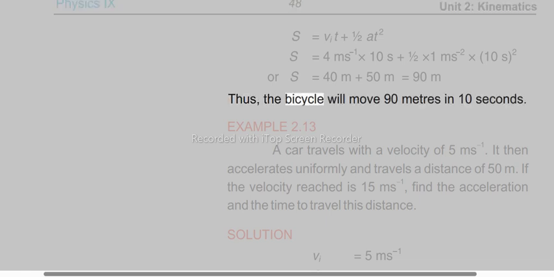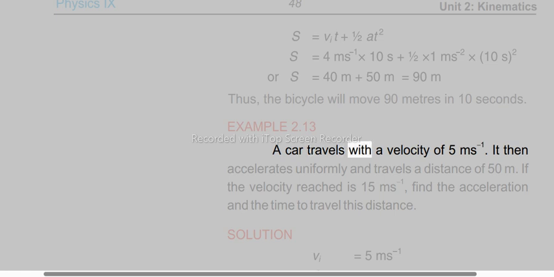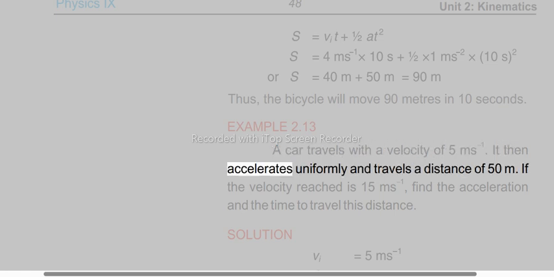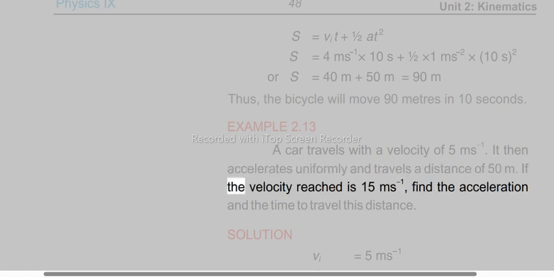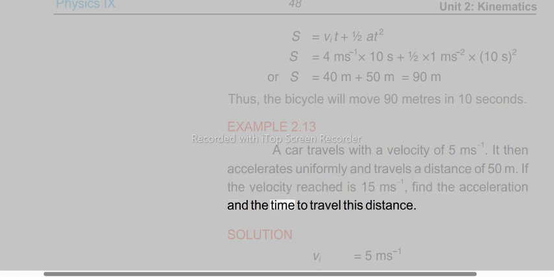Thus, the bicycle will move 90 meters in 10 seconds. Example 2.13. A car travels with a velocity of 5 m/s. It then accelerates uniformly and travels a distance of 50 m. If the velocity reached is 15 m/s, find the acceleration and the time to travel this distance. Solution.